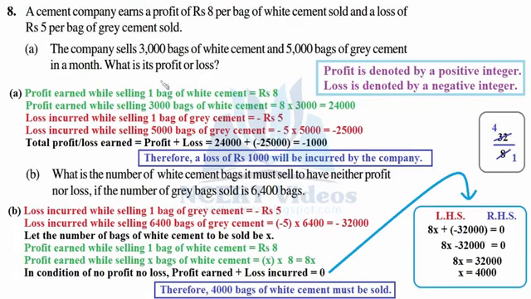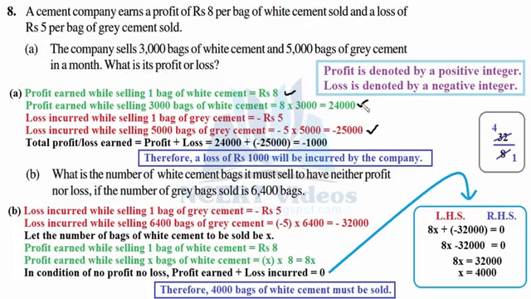Profit earned while selling 1 bag of white cement is 8, and the company sold 3,000 bags of white cement. That means total profit earned by selling 3,000 bags would be 8 into 3,000. Simply multiplying 8 into 3 gives you 24, and attaching 3 zeros gives 24,000 profit. But there is also a loss while selling 1 bag of grey cement, that is 5 rupees loss. Therefore we write it as negative, and 5,000 bags were sold, therefore minus 5 into 5,000. Again 5 into 5 is 25, plus minus is minus, therefore minus 25,000 loss.